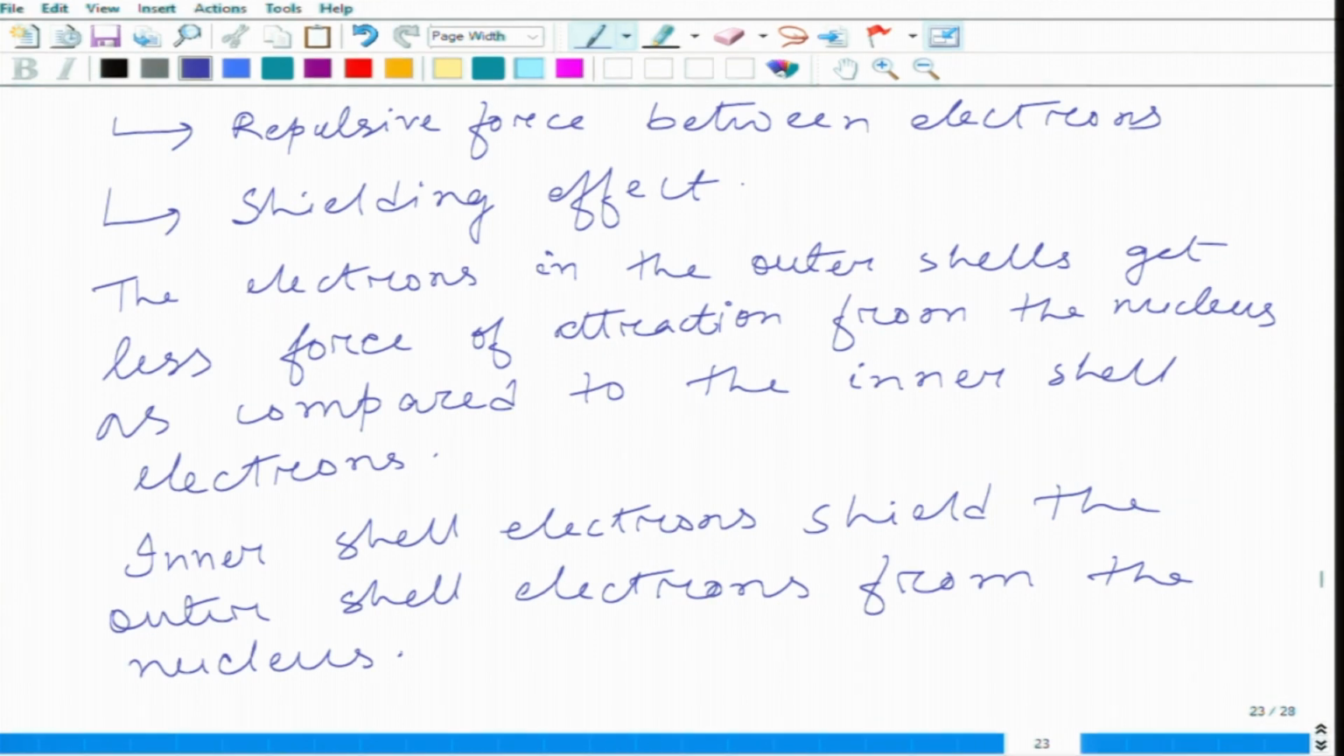So, let's say the 1s orbital is nearest to the nucleus. So 1s receives the highest force of attraction from the nucleus. The next orbital is 2s. Okay. So for the force of attraction to reach the 2s, there is 1s in between and there are electrons. So the electrons in the 2s orbital will receive comparatively lower force of attraction from the nucleus than the 1s electrons because of the electron cloud of the inner orbital. This is called the shielding effect.